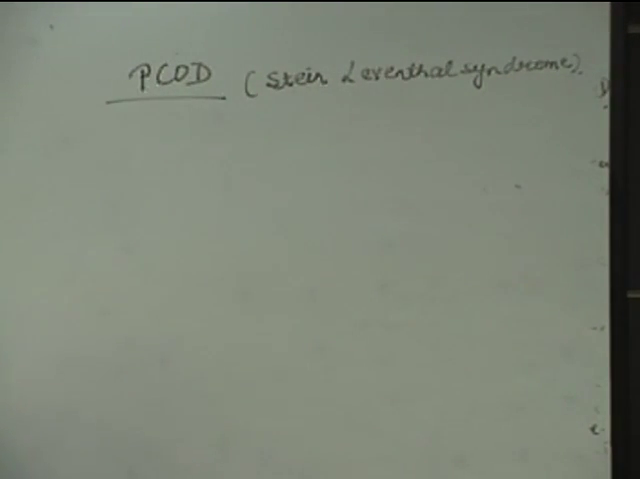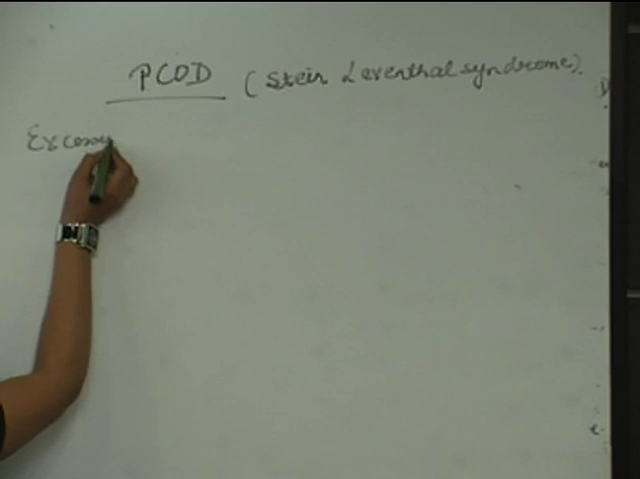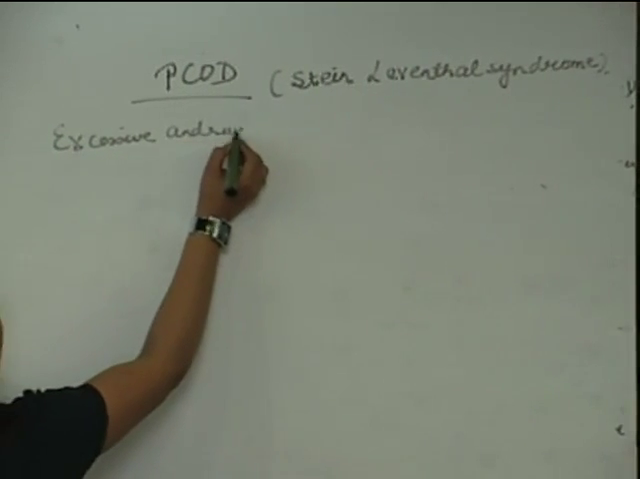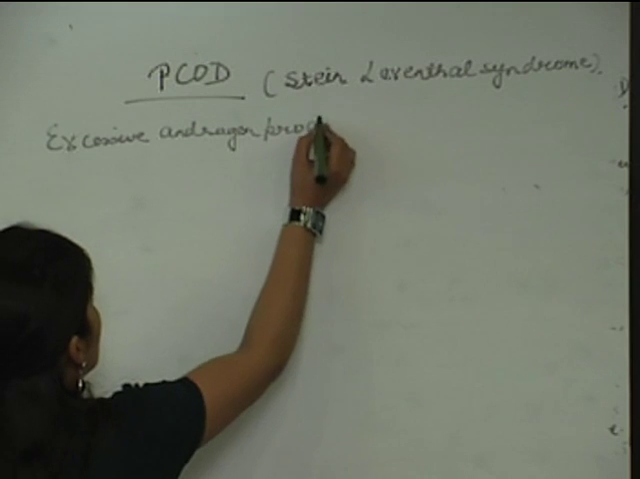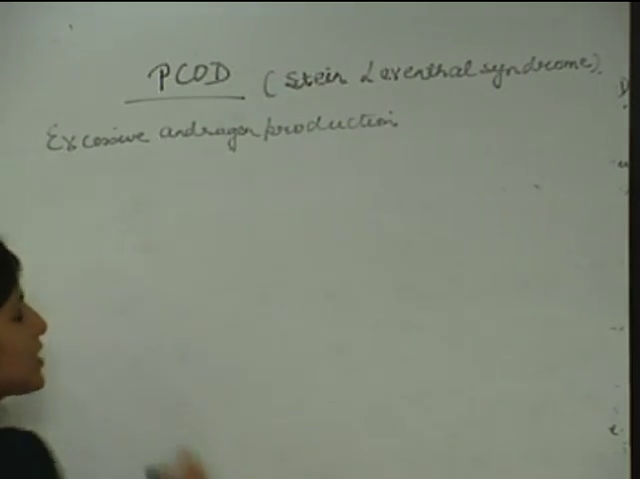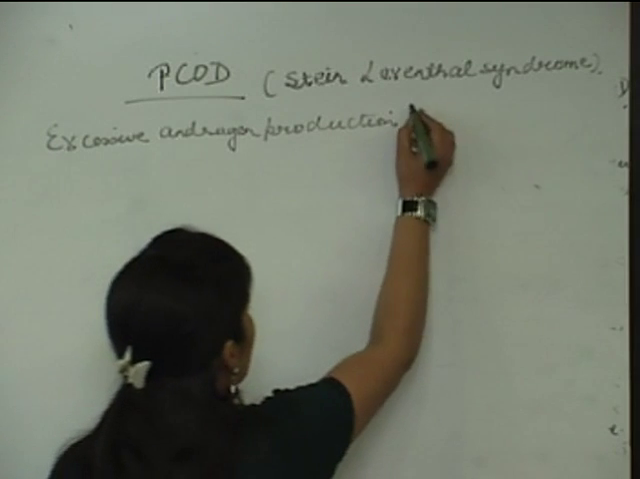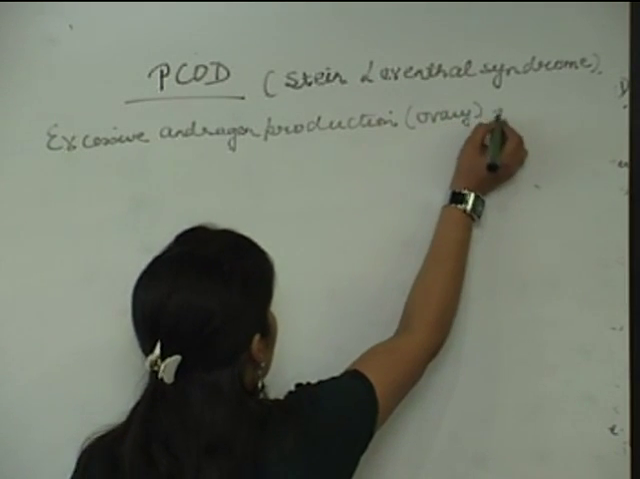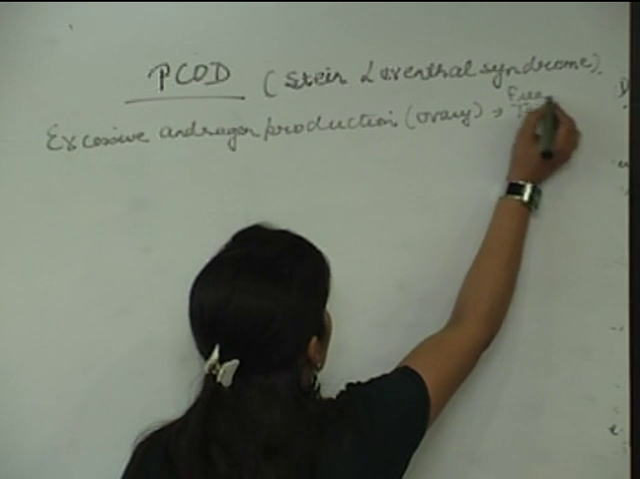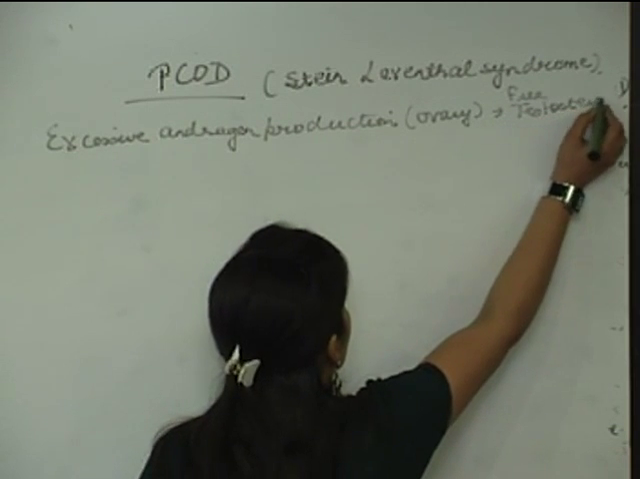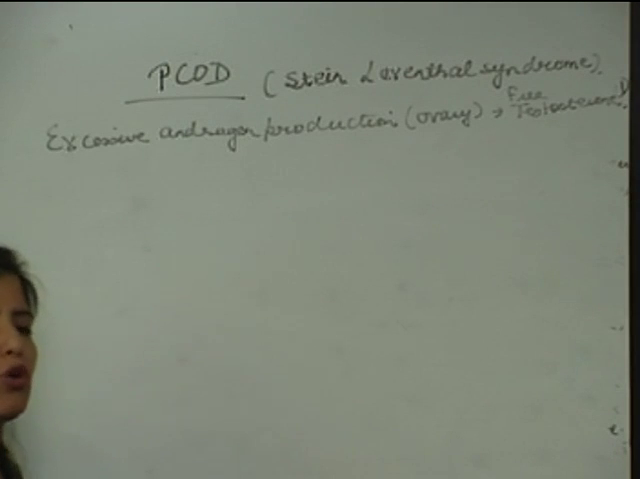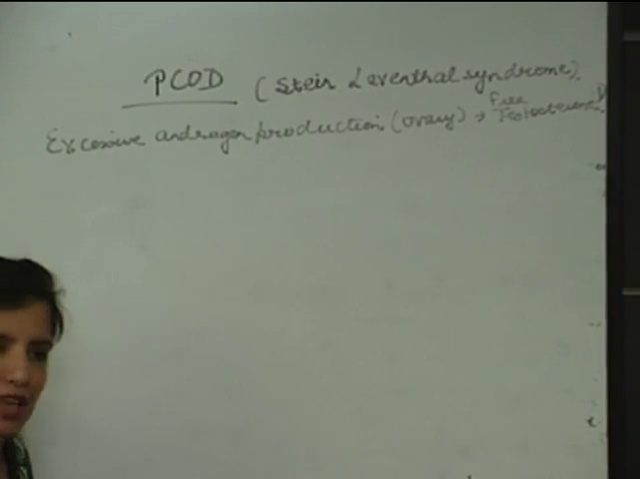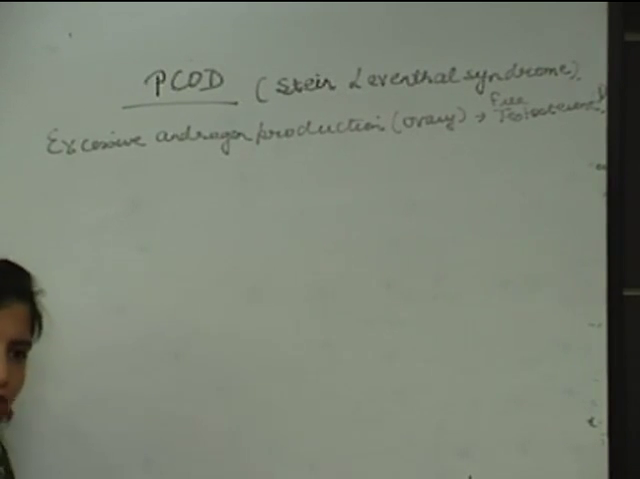Now, the problem in case of PCOD is that there is excessive androgen production. This androgen production is generally from the ovary, and that is why it is the free testosterone which is more produced, although other androgens like dehydroepiandrosterone sulfate, DHEA sulfate, and androstenedione are also produced, but the main is testosterone.